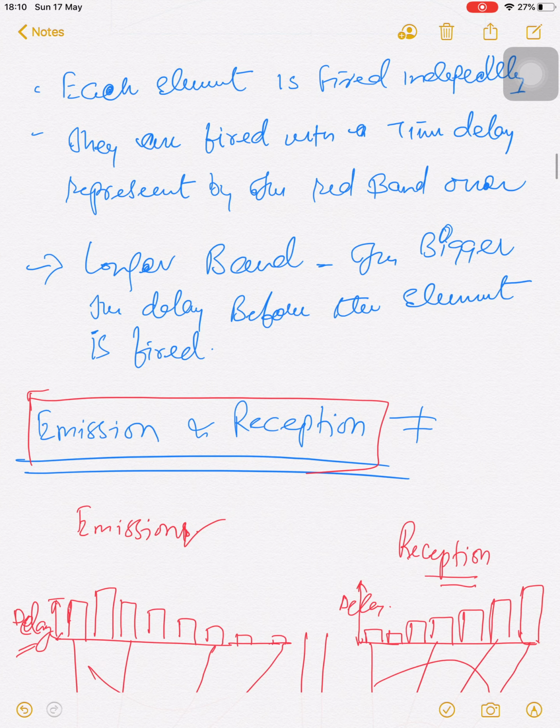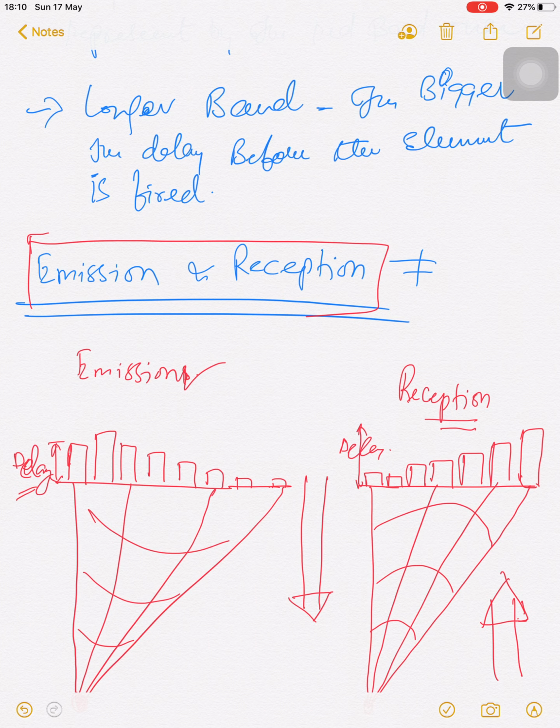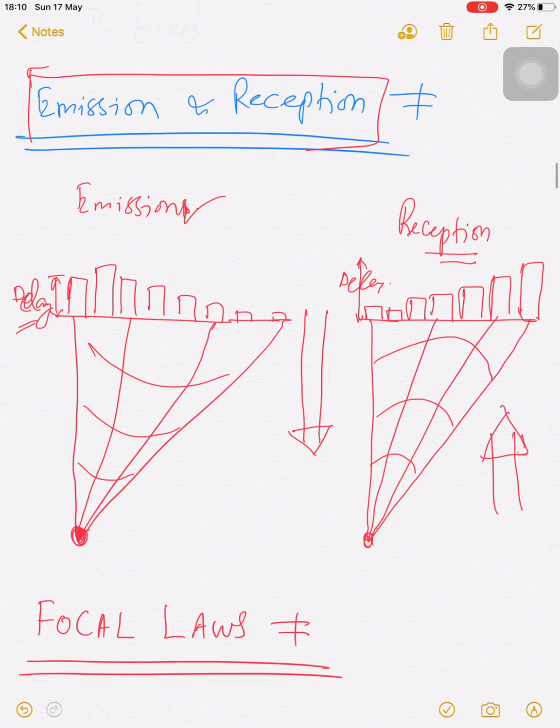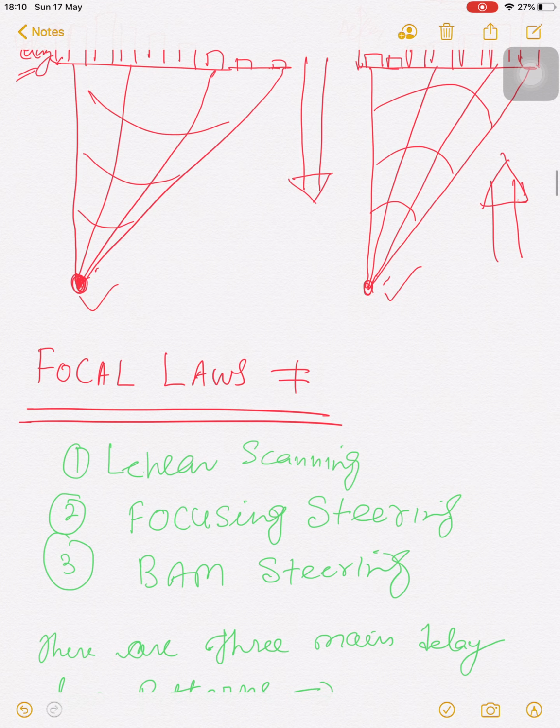Okay, what are emission and reception? Emission, if you see, is when the waves are going down. And after that, when they are going back, then it is going like this. So these are your emissions, and after the defect, after the location, the waves hit back to your receiver. So that is the reception.